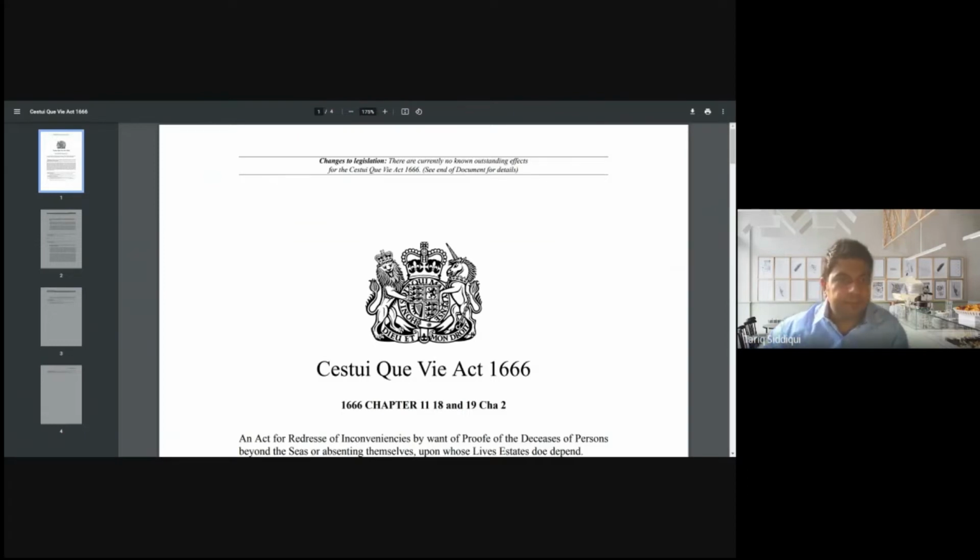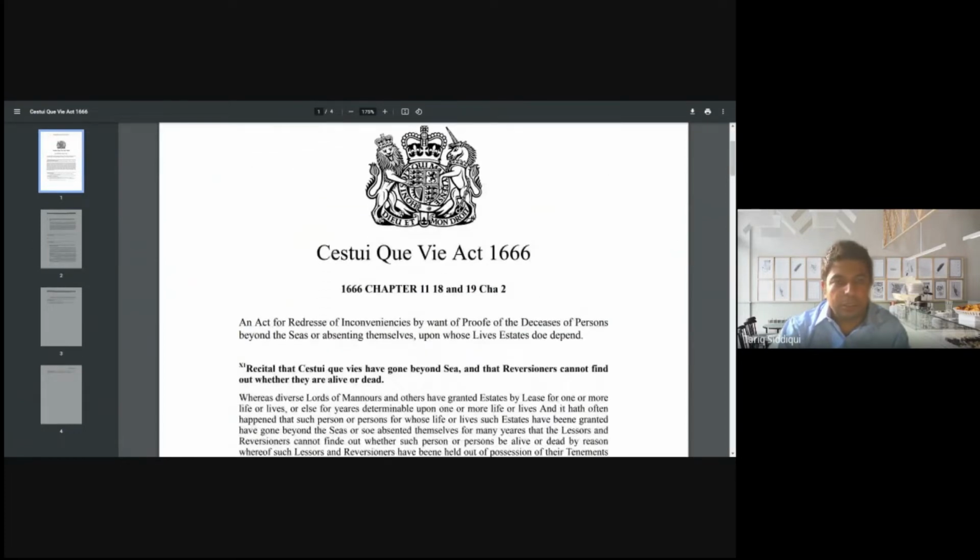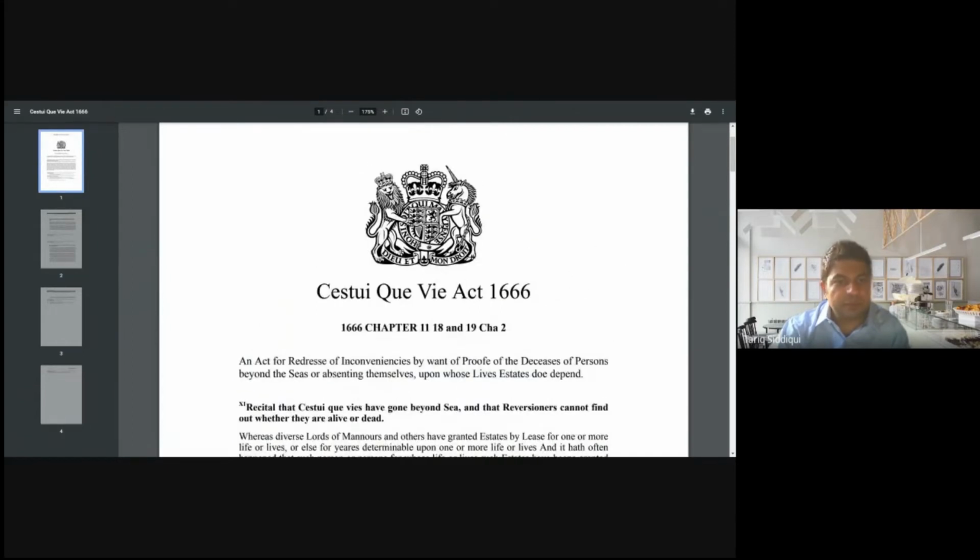So you see in the heading, in the beginning of this heading, it says changes to legislation. There are currently no known outstanding effects for the Cestui Act 1666. And we'll see the end of the documentation a little later. This is more important for you to go through in the beginning, and then I'll explain the significance of that header there.